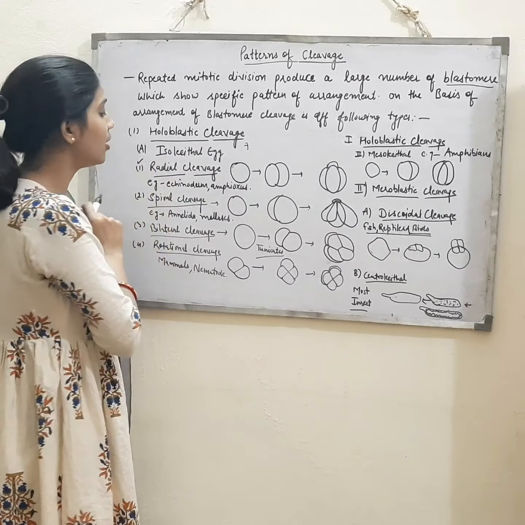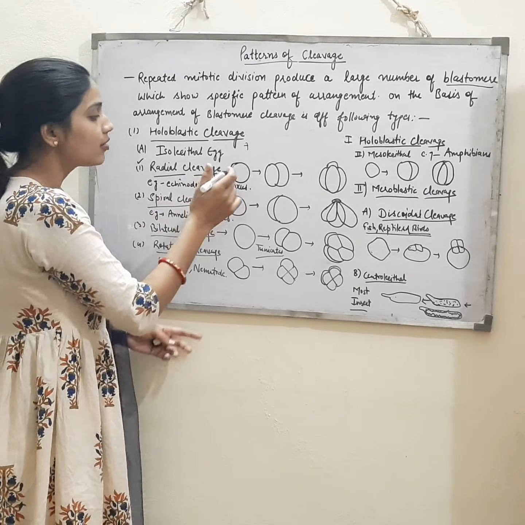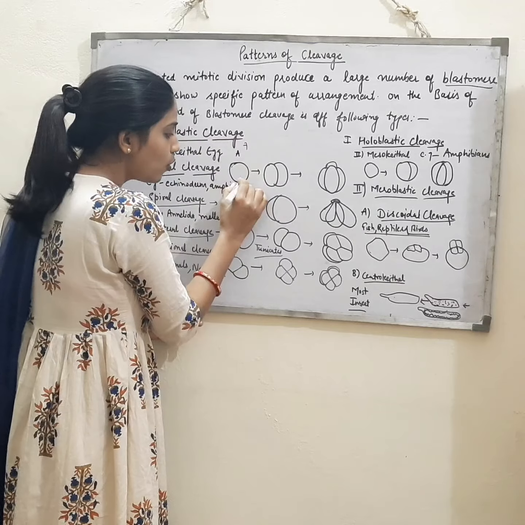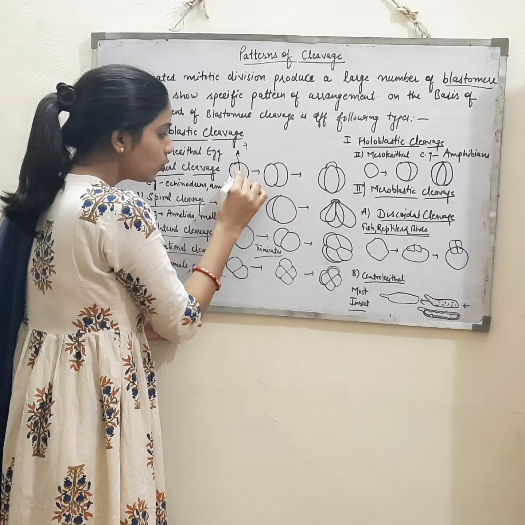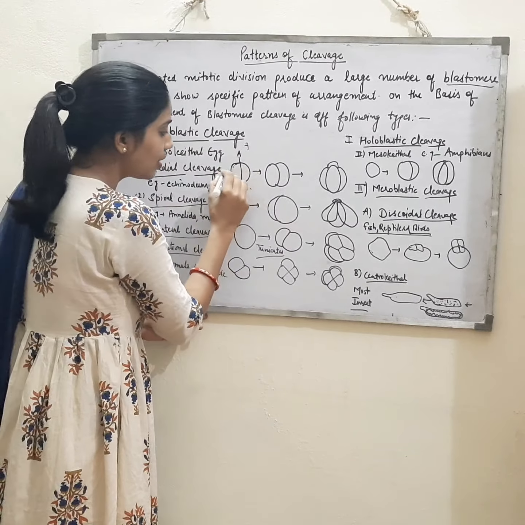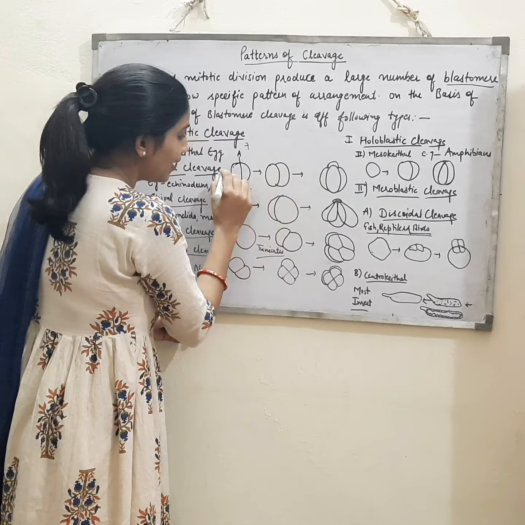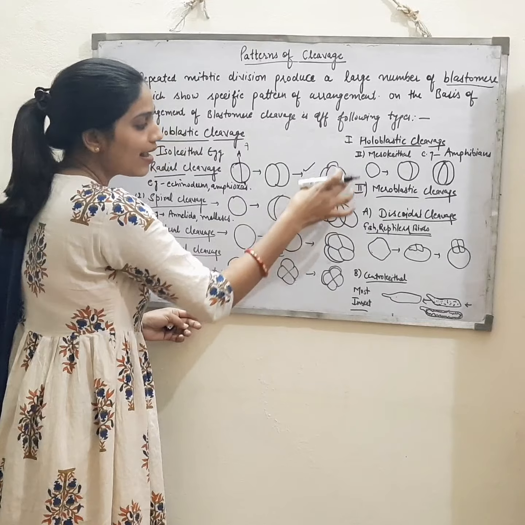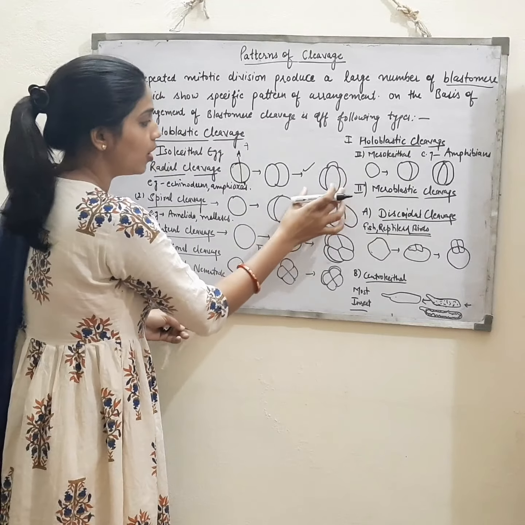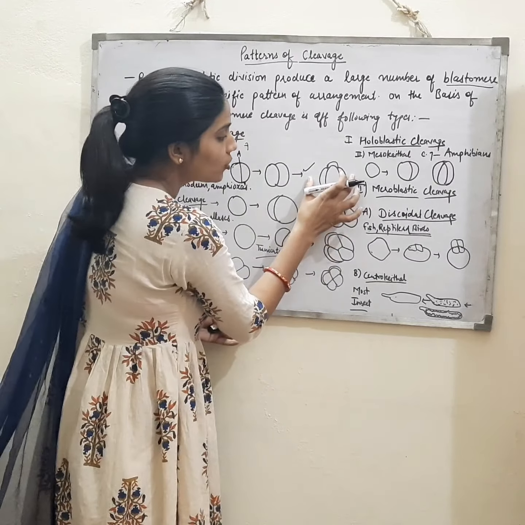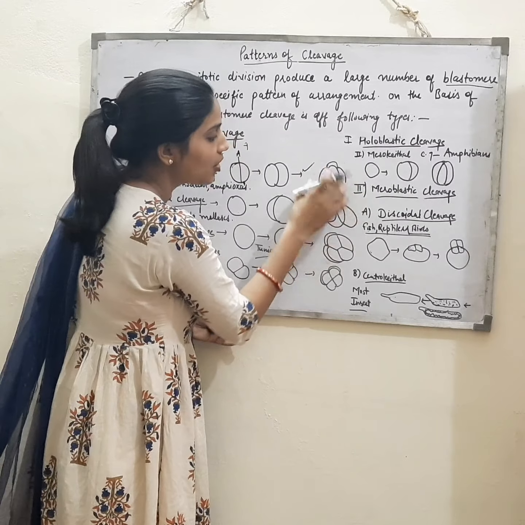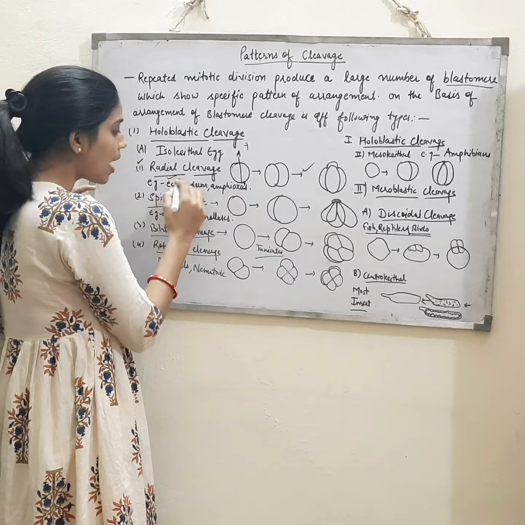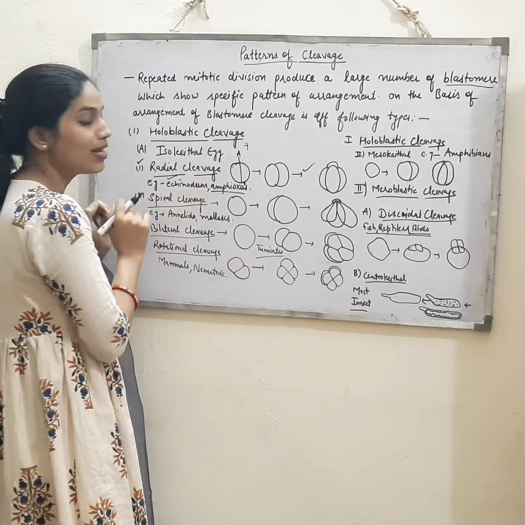So the first one is the radial cleavage. In the radial cleavage, the first cleavage furrow starts from the animal pole to the vegetal pole and cuts it into equal halves. Then the next cleavage is at a right angle to this median axis, and so on. So an upper tier and a lower tier are formed, and the blastomeres of the upper tier lie completely over the blastomeres of the lower tier. This type of cleavage is found in echinoderms and amphioxus. This is known as radial cleavage.